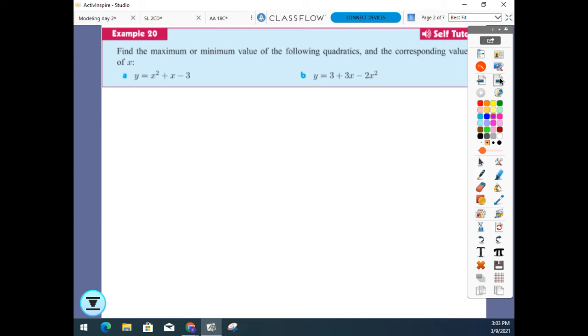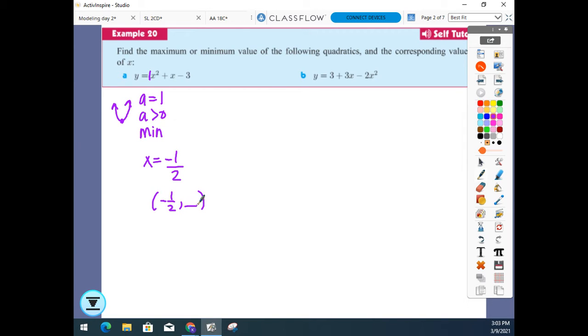So it says find the maximum value of the following and the corresponding values of x. All right, so the first thing we want to notice, a is 1, which means it's greater than 0. So it's facing upwards. That means this is a minimum. All right, so we can find our x coordinate by using the opposite of b over 2a to find our x coordinate of the vertex. So opposite of 1 over 2 times 1 is just 2. So this means our x coordinate is -1/2.